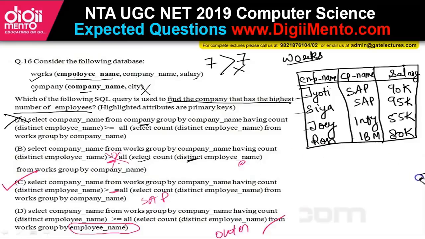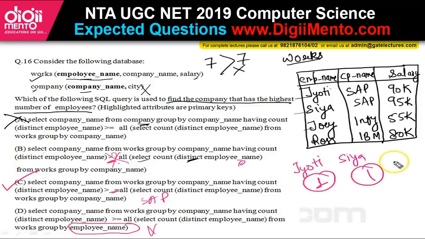With practice you will be very comfortable with the queries. You will see sometimes they give a totally irrelevant query. Now let's see what they are saying. Select count distinct employee name from works group by employee name. If I group by employee name, then my first group will be Jyoti with value 1. Then I'll have Sia with group 1. Then Joey with group 1. And then Ross with group 1. And I have written the count.